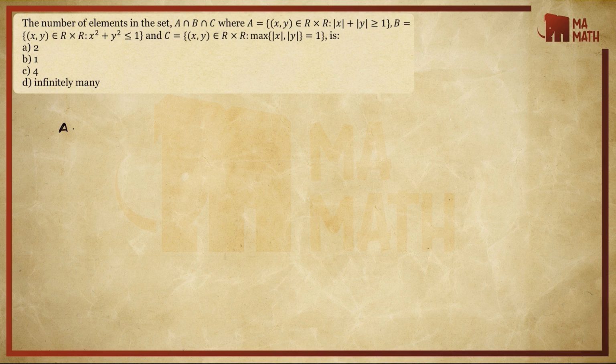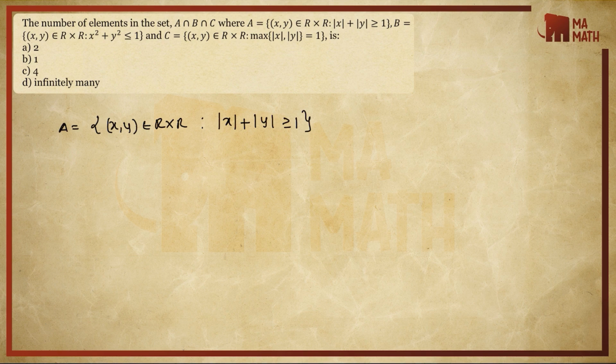So we have set A. What they are trying to say is set A is such that they have elements (x, y) belonging to R×R, which means both elements x and y are coming from R. That is fine. And they also said that this particular set A has x and y related such that mod of x plus mod of y is greater than or equal to 1. Now what does it mean?